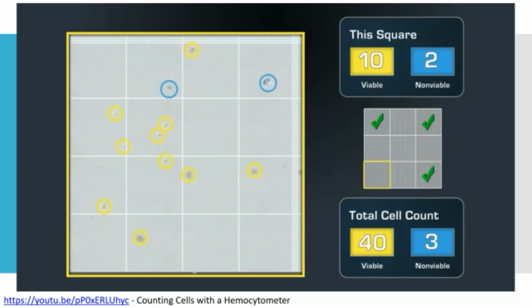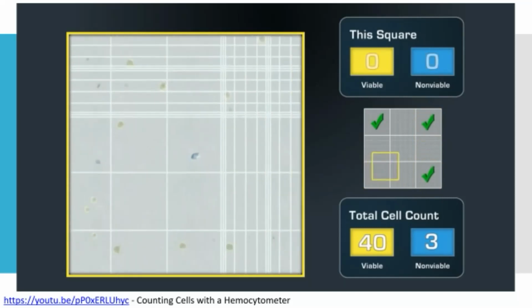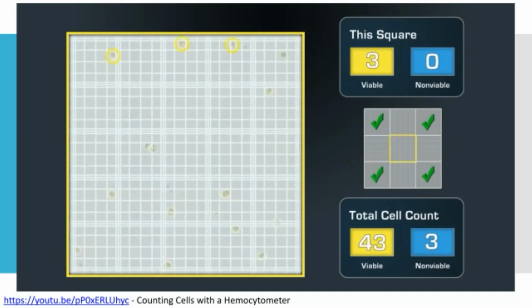There are 10 viable cells and 2 non-viable cells. And finally, let's count the cells in the center square, the blue one, which is dead, non-viable.